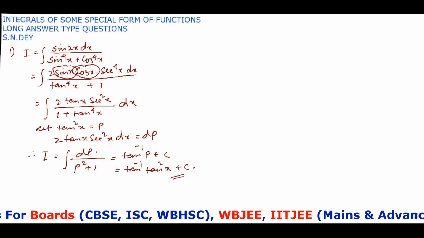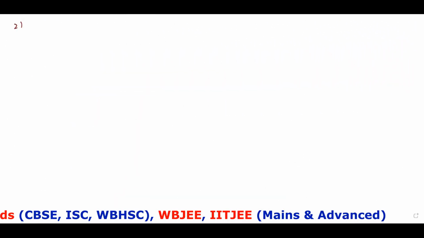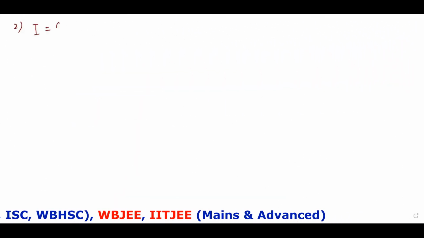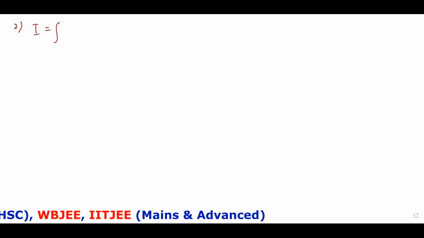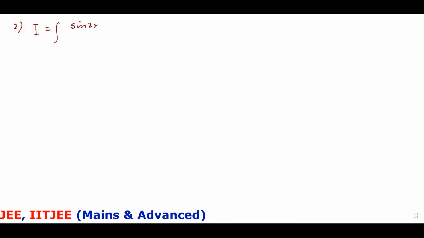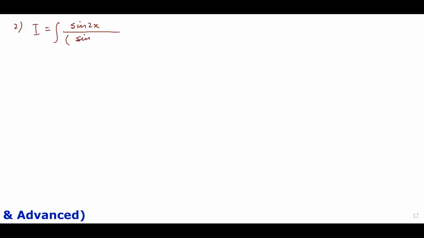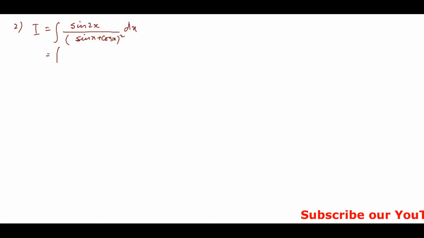Now let us move for the second sum. The second sum is integration sine 2x by sin x plus cos x whole square. Okay?